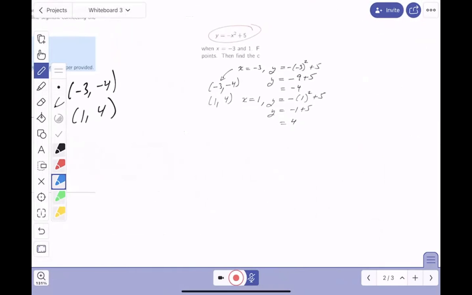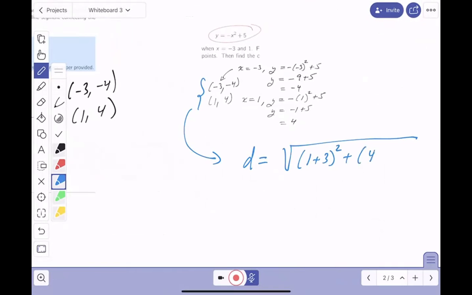I'm going to put the distance down, right? What's distance? I'm getting a little better right now. I'm going to say change in x's. So 1 minus -3 squared plus 4 minus -4, which is +4, squared. d equals, let's see, 1 plus 3 is 4, 4 squared is 16, 4 plus 4 is 8, 8 squared is 64, right? d equals, well, 16 plus 64 is 80.